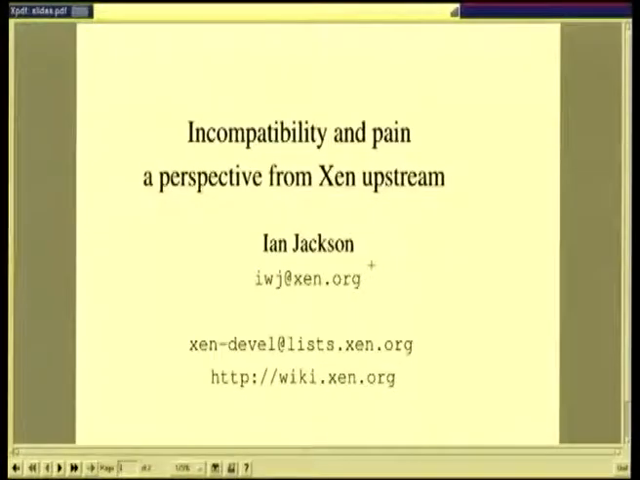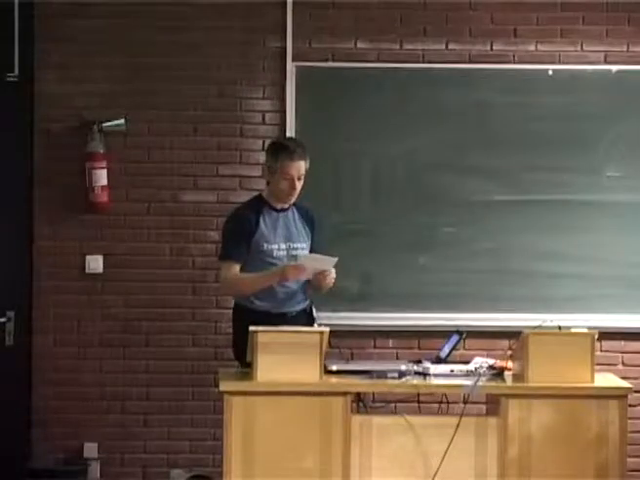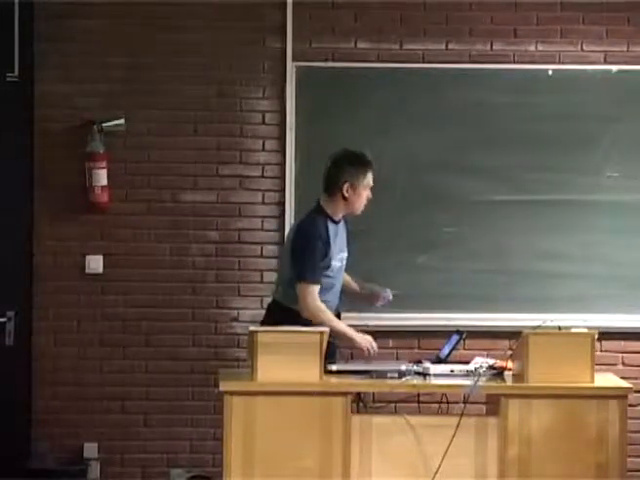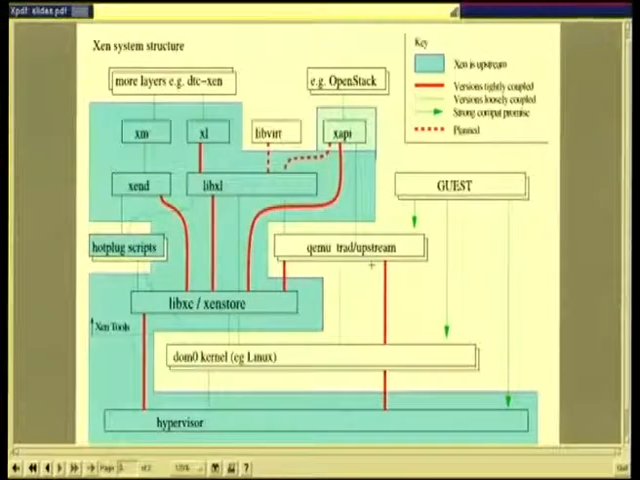So hello, I'm one of the Xen.org upstream team, and I'm going to give an overview of some of the compatibility difficulties we face, and which sadly we're passing on to downstream distros. So this is my diagram. This is an overview of a typical Xen system.